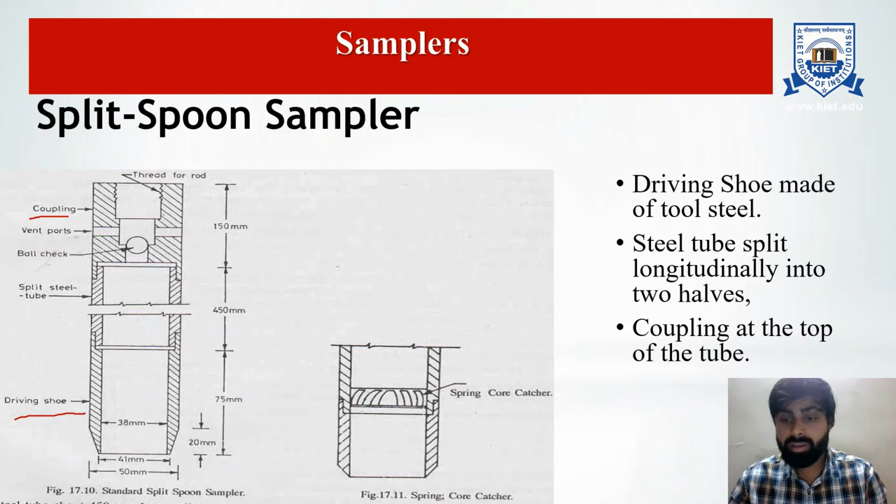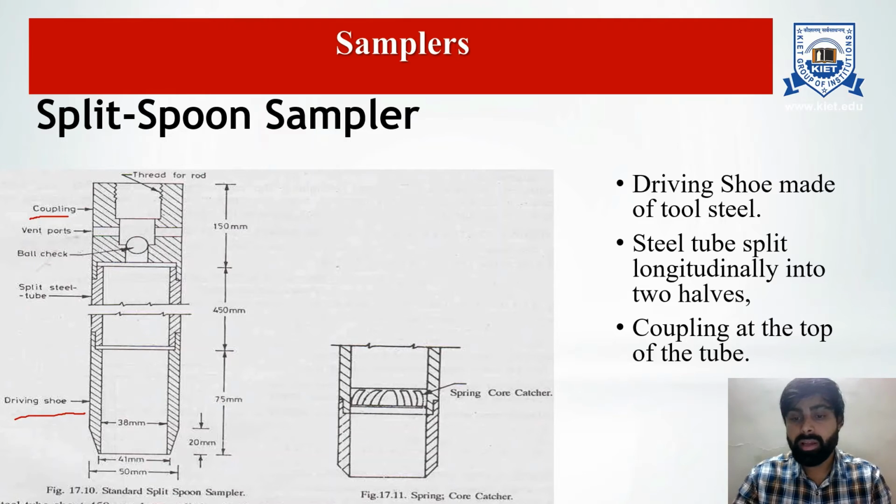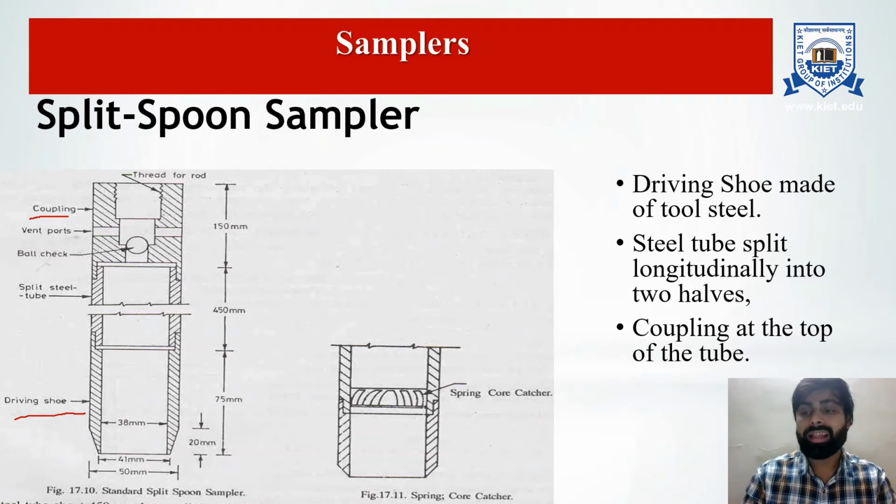The sample is collected by jacking or driving the sampler into the soil by repeated blows of a drop hammer. The sampler is then withdrawn. The split tube is separated after removing the shoe and the coupling, and the sample is taken out. It is then placed in a container, sealed, and transported to the laboratory.